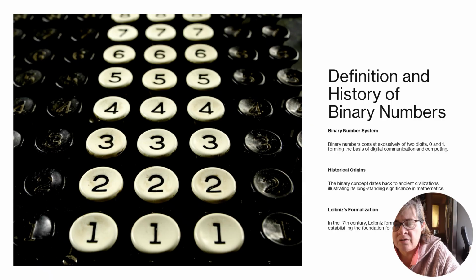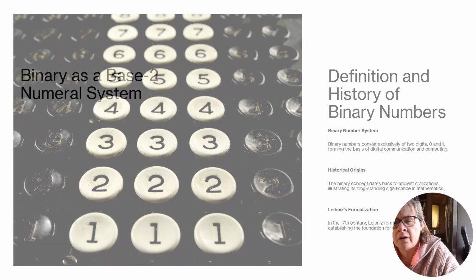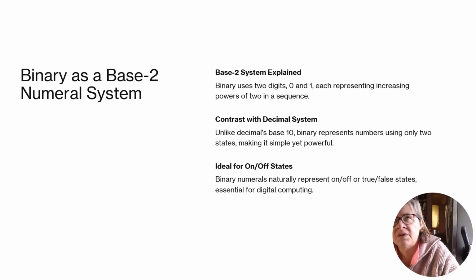Binary numbers use only two digits, 0 and 1, and the concept dates back quite a while. Binary is a numeral system with base 2, where each digit represents an increasing power of 2, unlike the decimal system, which uses base 10. This makes binary ideal for representing on and off states. So 1 is usually on and 0 is usually off, okay?